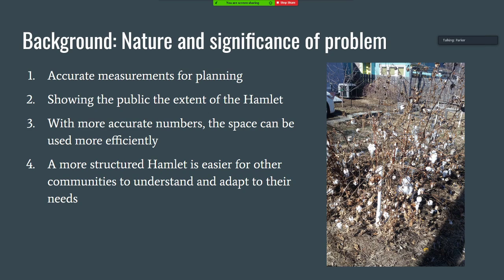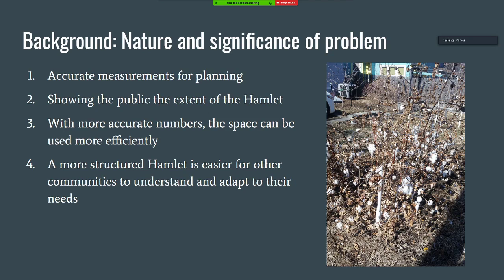So then we have the background for nature and significance of the problem. Accurate measurements for planning, that was kind of stated before, but if you don't have accurate numbers, you can't plan. And so then you might overbuy, you might underbuy, you might not be able to give out as much as you think. It's just better to know exactly what you're working with. We wanted to show the public the extent of the hamlet, so we wanted to show how big it is, all that's in it, the amount of food that can be grown. If we can show all this, then it can help our cause and help people realize how much you can actually grow just from one block.